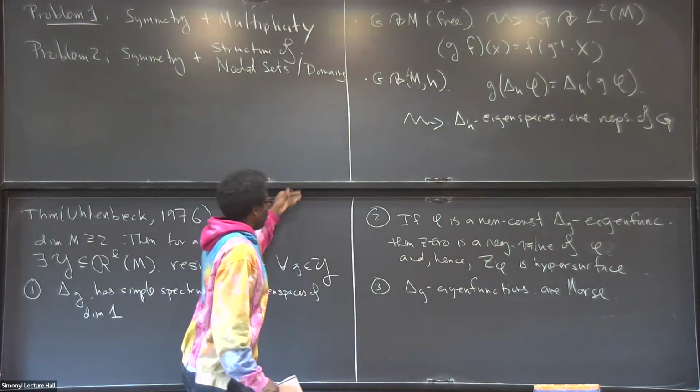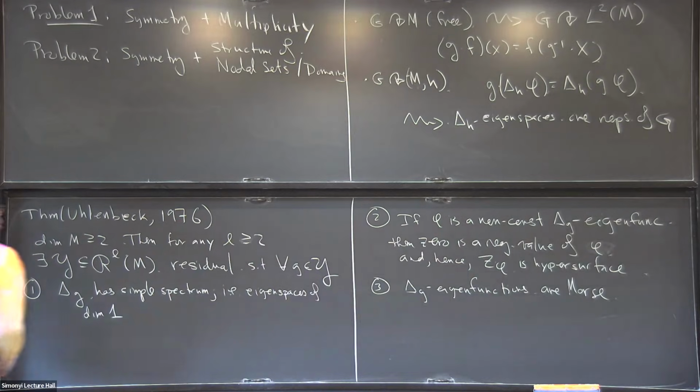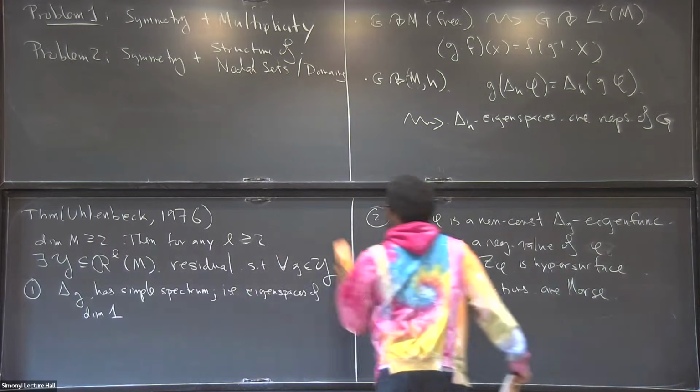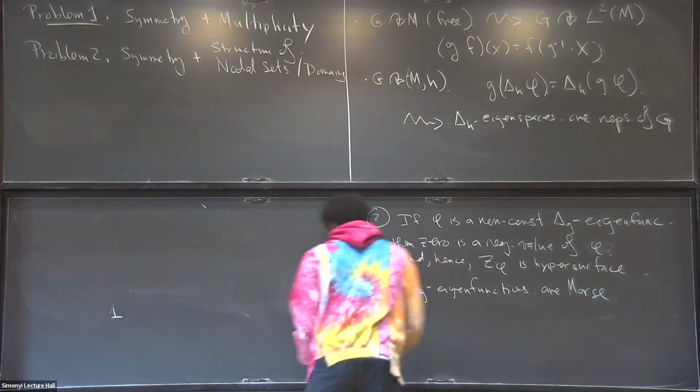So then, okay, with this in mind, the best thing that you could really hope for is that maybe your eigenspaces actually turn out to be irreducible representations of your group. So our notion of simple in the presence of a group action is going to be that eigenspaces are irreducible.